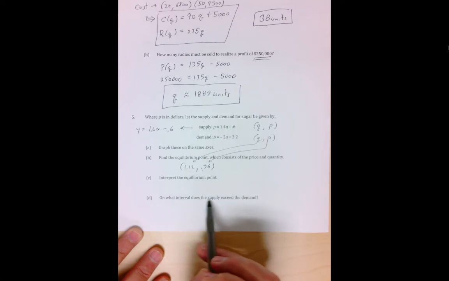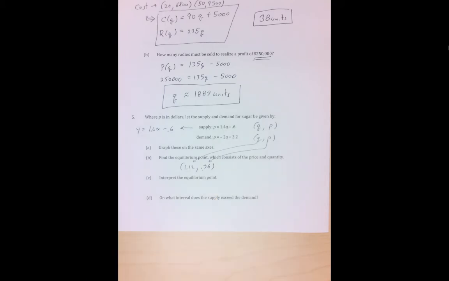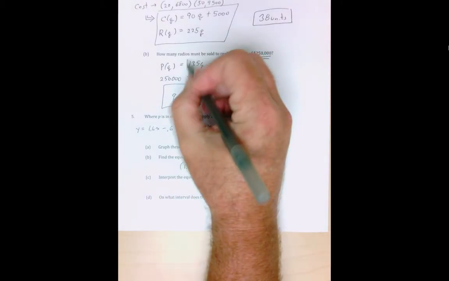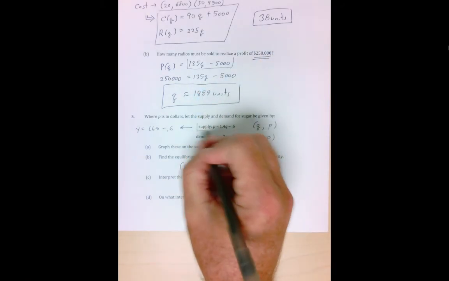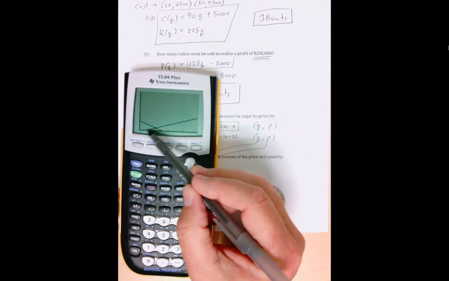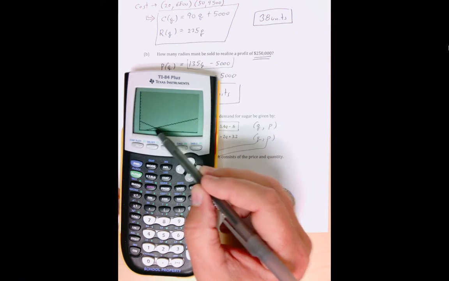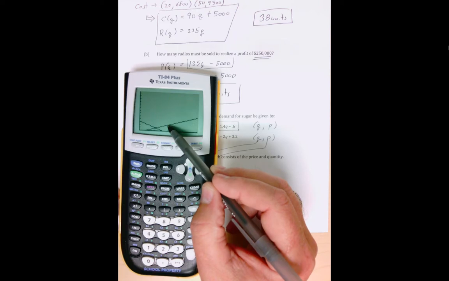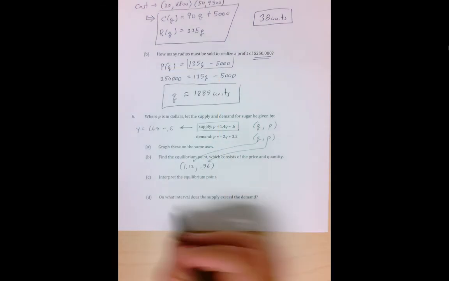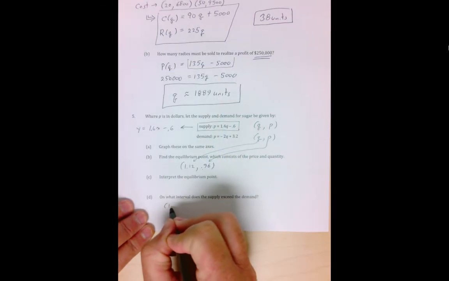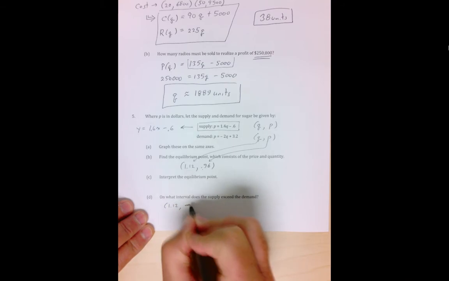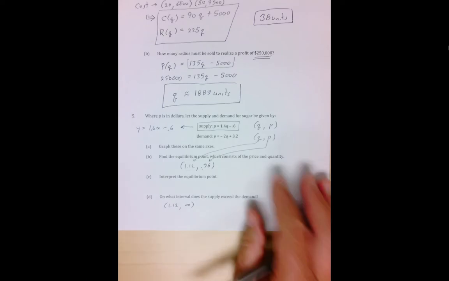On what interval does the supply exceed the demand? Well, guys, the supply is this one, so we know it's the one with the positive slope. So it's got to be this one right here. Everything to the right of our equilibrium point, our supply is higher than our demand. So the interval is from 1.12 all the way up to infinity. Okay? Easy stuff, guys.